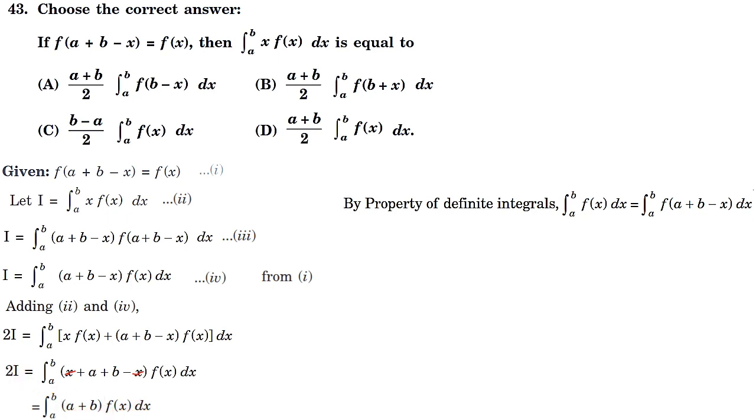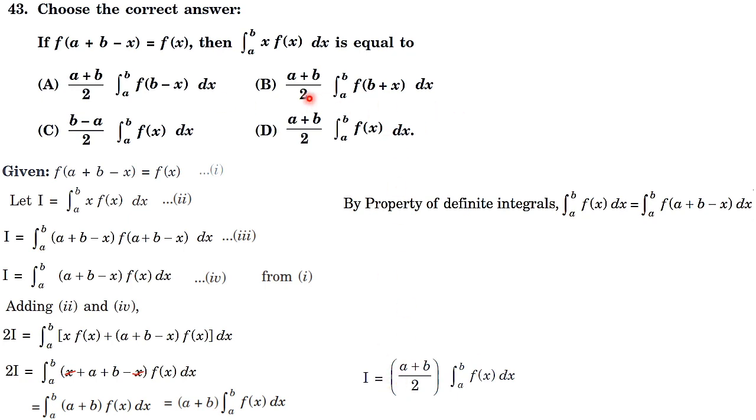What we need is I only. So I is equal to, here a + b is a constant, we can take it outside: (a + b) times the integral from a to b of f(x) dx. A little bit of rearrangement. Just I we need to calculate, so take this 2 to the right side, where it comes as divided by 2. That means a + b is already a constant: (a + b)/2 times the integral from a to b of f(x) dx. This much calculation only. Now check here, where is this answer?